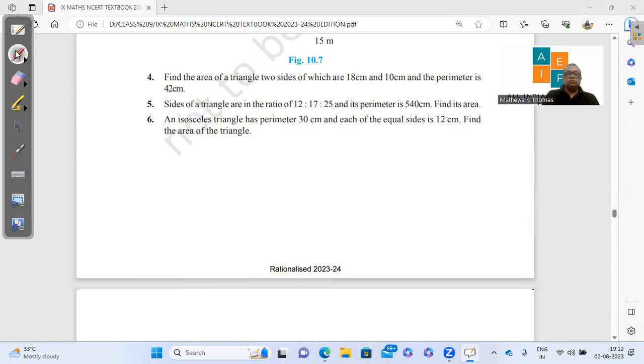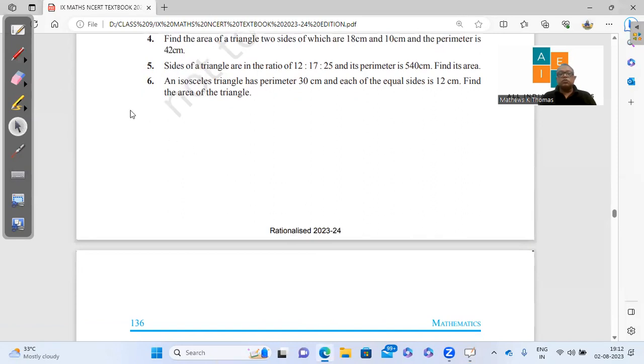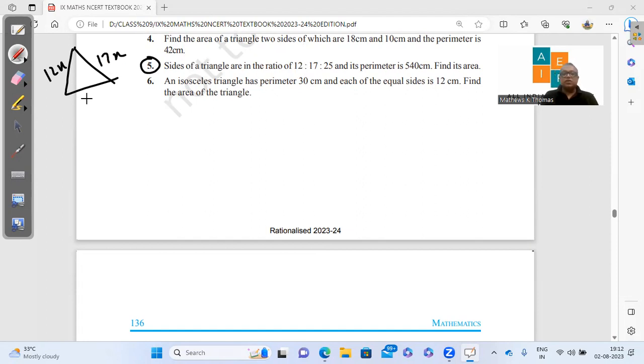Question number 5 now. Question number 5 says, the sides of a triangle are in the ratio 12, 17, and 25. So let the first side be 12x. It's not 12, it's a ratio. So 12x. Second side, let us assume 17x. Third side, let us assume 25x.